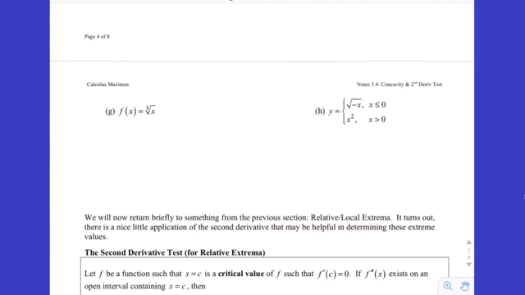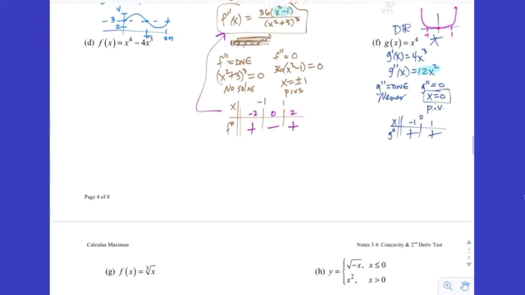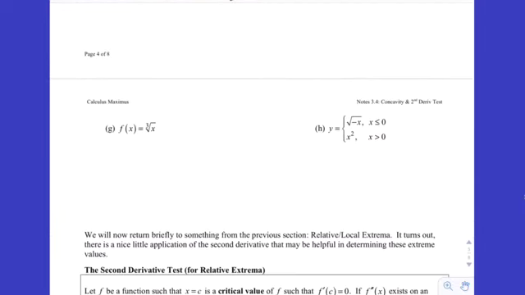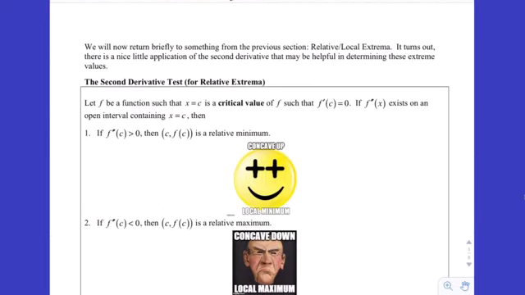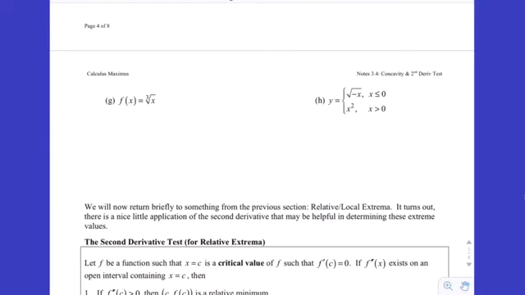All right, we're going to stop right there, and maybe I'll do a couple more from this section tomorrow, maybe G and H, and then we're going to get to the second derivative test, okay? So our test is next when? Tuesday, and it's up through this section right here.